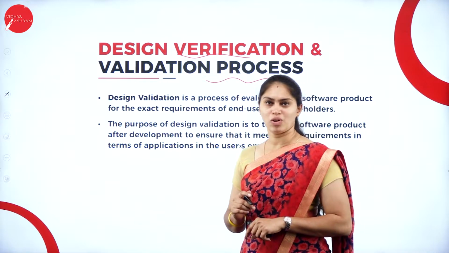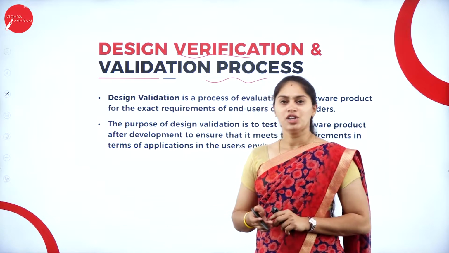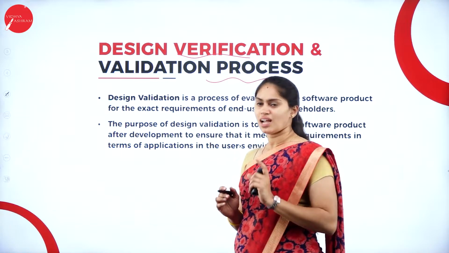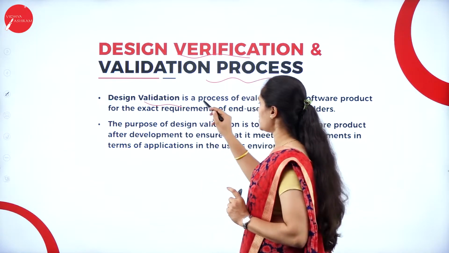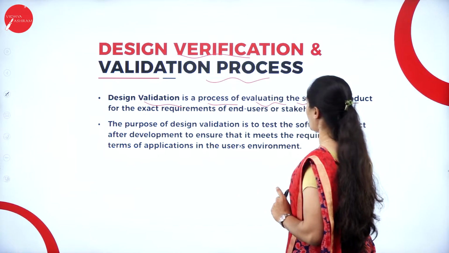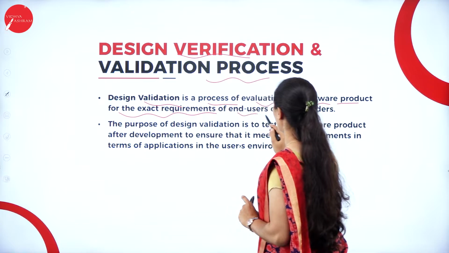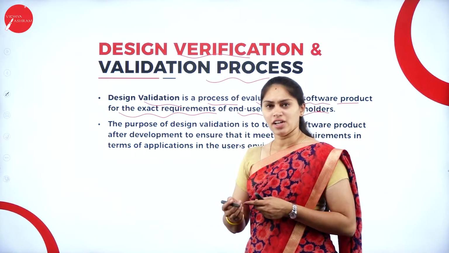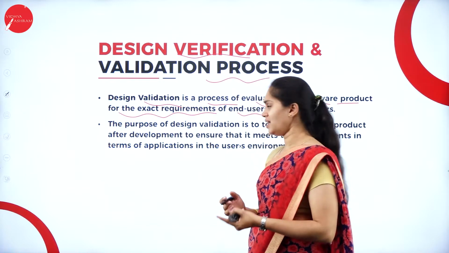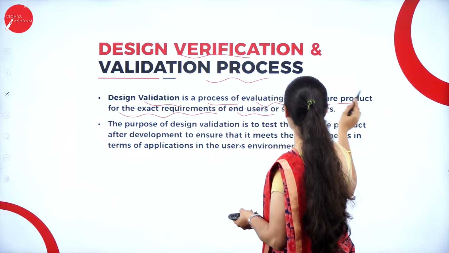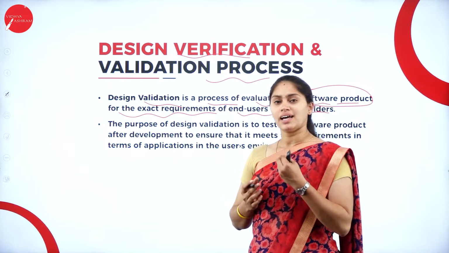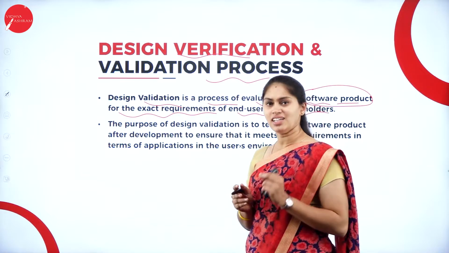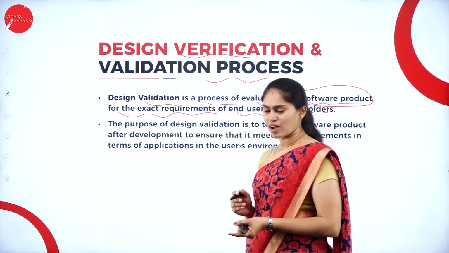You already know about the V model, which we learnt in unit 1. In unit 3 we are going to focus on design verification and validation. Here, validation is a process of evaluating the software product against the exact requirements of end users or stakeholders. Against the requirements of the end users or stakeholders, we are evaluating this software product. Are we getting the correct product based on our requirement? That process is called design validation.